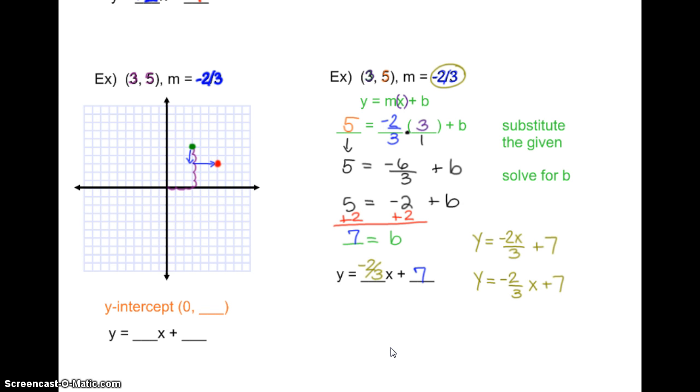If I continue the pattern of down 2 and to the right 3, I'll have another ordered pair of 9, positive 1. So I've got 3 points: 3, 5, 6, 3, and 9, 1. Now I've got to draw my line. Take your time and draw your line. Make sure that you adjust it. Use a ruler so you get the most accurate line.